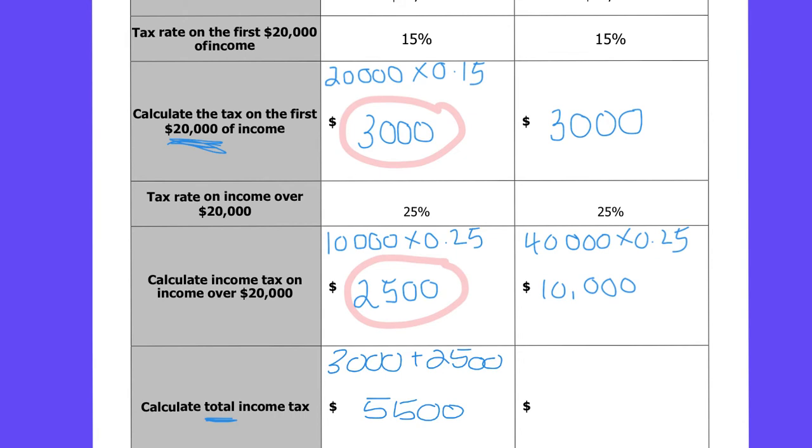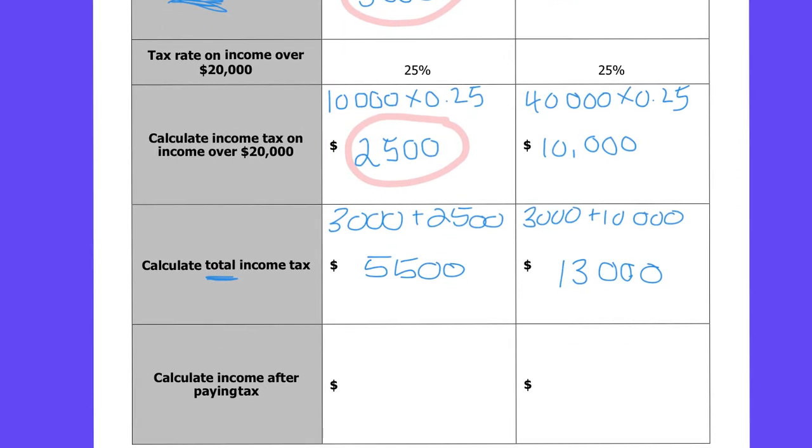With Emily, she's got a higher income and hers is going to be higher. So she has that 3,000 to start, but then for the rest of her income, she's getting taxed 10,000, so quite a bit. So her total is going to be 13,000.